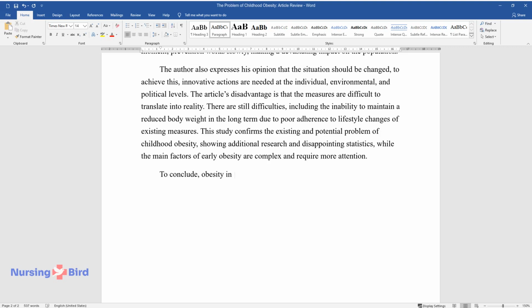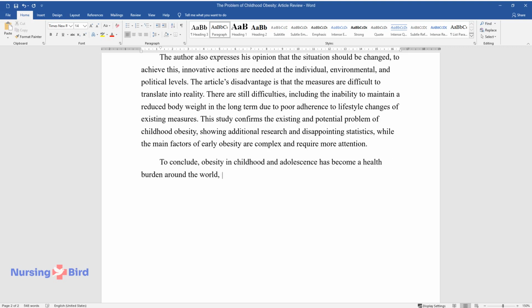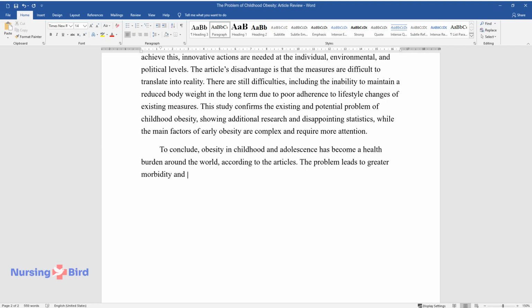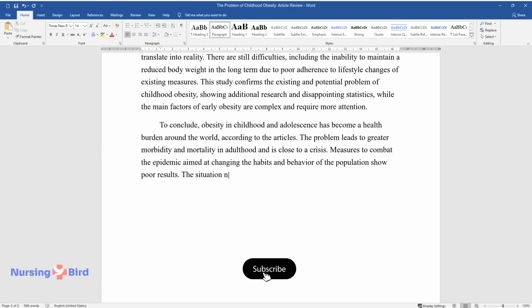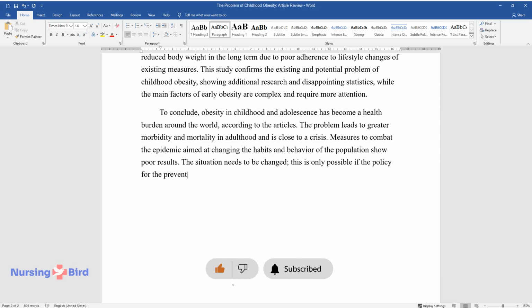To conclude, obesity in childhood and adolescence has become a health burden around the world, according to the articles. The problem leads to greater morbidity and mortality in adulthood and is close to a crisis. Measures to combat the epidemic aimed at changing the habits and behavior of the population show poor results. The situation needs to be changed. This is only possible if the policy for the prevention of childhood obesity is globally rethought.